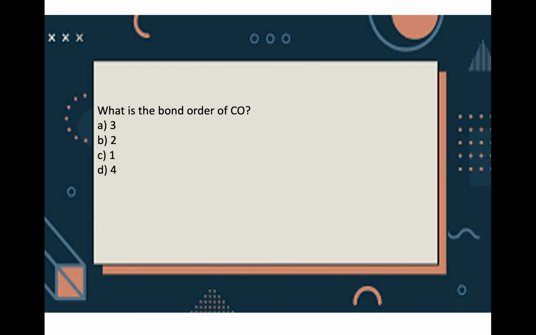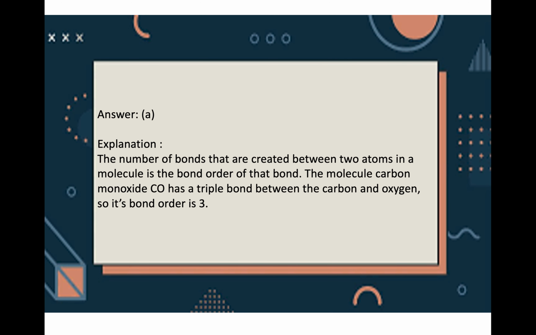Next question is, what is the bond order of CO? Is it 3, 2, 1 or 4? The correct answer is 3. That is, the number of bonds created between two atoms in a molecule is known as the bond order. So in carbon monoxide, it is a triple bond between the carbon and oxygen. So the bond order is 3.